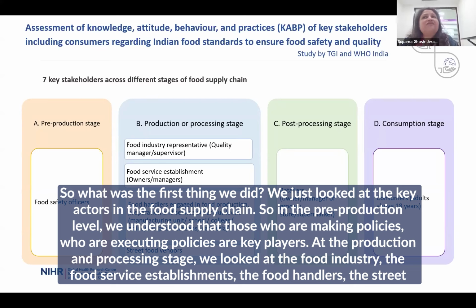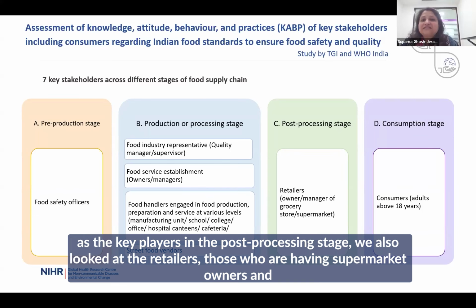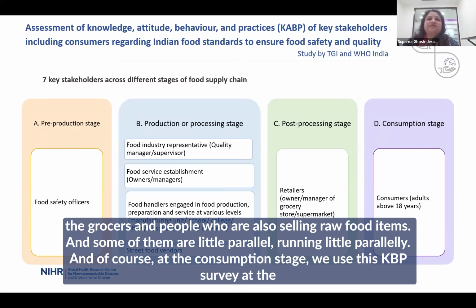In the pre production level, we understood that those who are making policies, who are executing policies, are key players. At the production and processing stage, we looked at the food industry, the food service establishments, the food handlers, the street food vendors as the key players. In the post processing stage, we also looked at the retailers, supermarket owners and the grocers and people who are also selling raw food items. And some of them are running parallelly. And of course, at the consumption stage, we used this KBP survey at the consumer level.